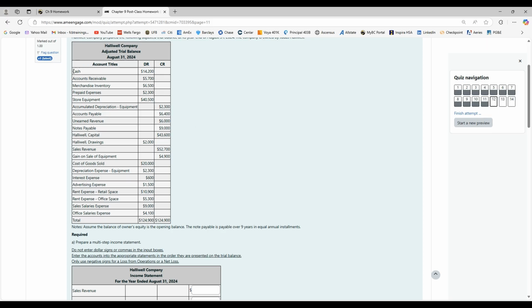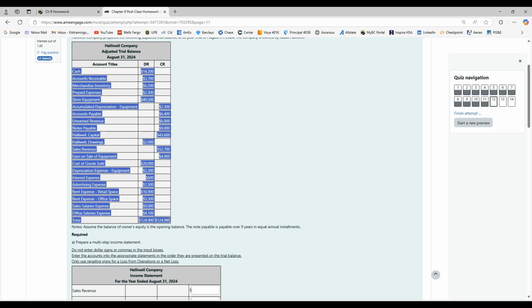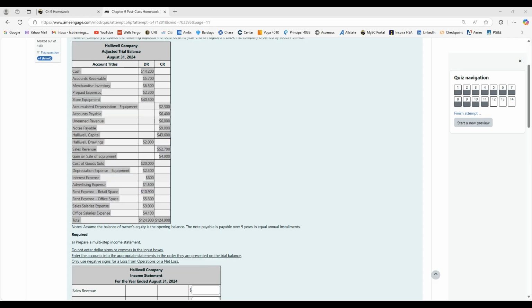So here we've got a whole trial balance. Again, I'm going to copy and paste this over, so bear with me again.